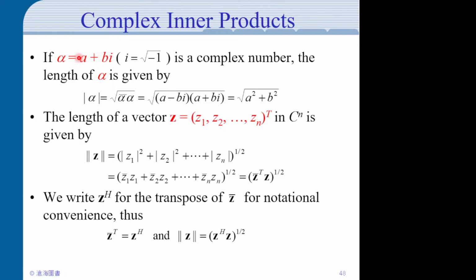If you want the length of a complex vector, first we think about what's the length of a complex number. A complex number can be written as a real part and an imaginary part, and the absolute value of the complex number itself is kind of like a length. It's the square root of alpha squared plus beta squared. But what's important here is that the absolute value of this complex number is not the square root of its square. It's the square root of alpha times the complex conjugate of alpha.